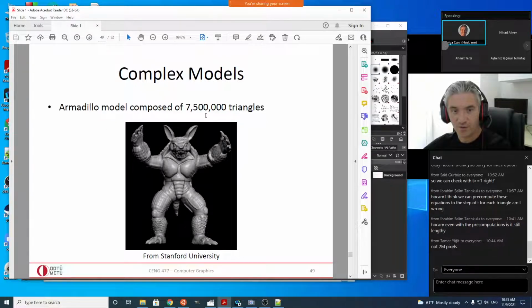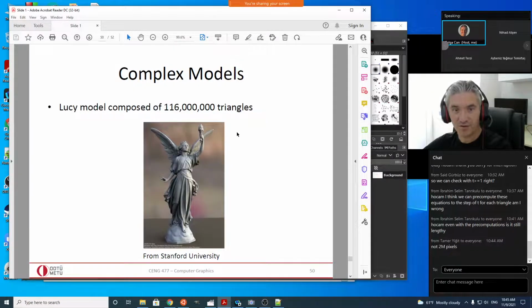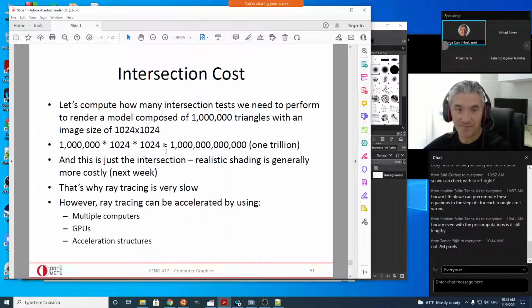This one is 7.5 million triangles, and just look at this one, 116 million triangles. That's a lot more than the number of pixels we have. If you don't have an efficient implementation of ray tracing, generating this image may take days.